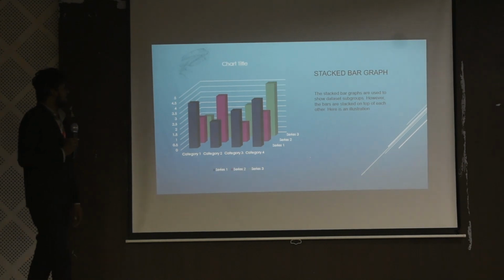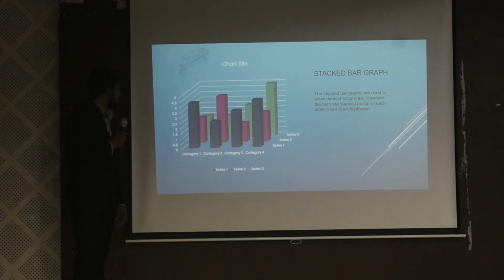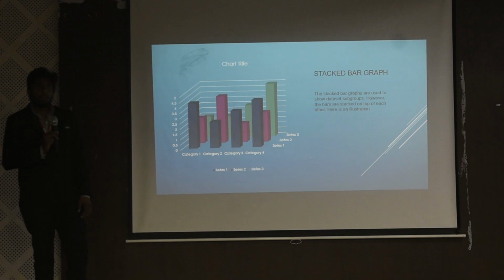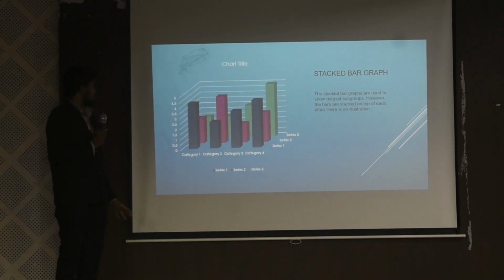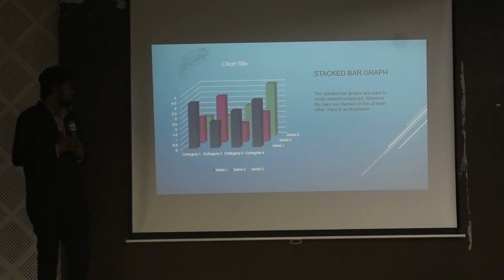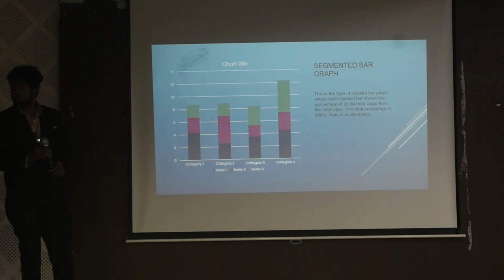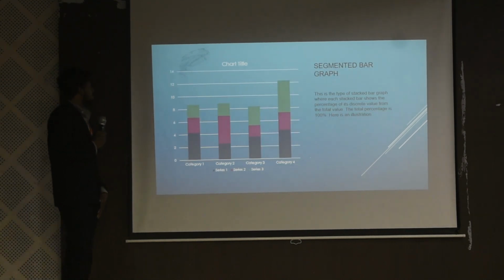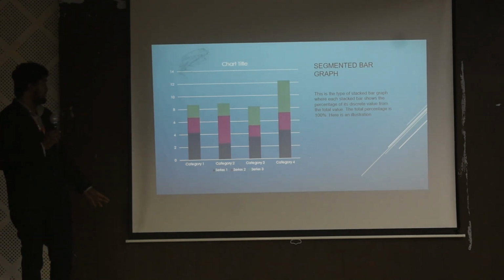Next, stacked bar graphs. These are used for stocks. In the stock market, each and every day we have to watch because stocks go up and down. So stacked bar graphs are used. Next, for example, this is a stacked bar graph because it is used in this.